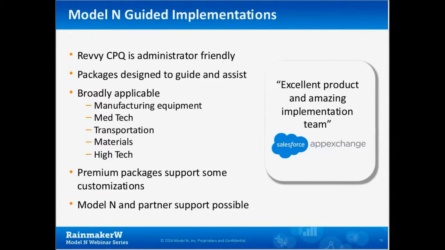We have many of our customers at Model N who have implemented CPQ on their own. They've been able to do this because the product has been designed not only to be friendly to the salespeople using it, but also to the people who are creating the CPQ system and managing the system and changing the system, which we think is very important.